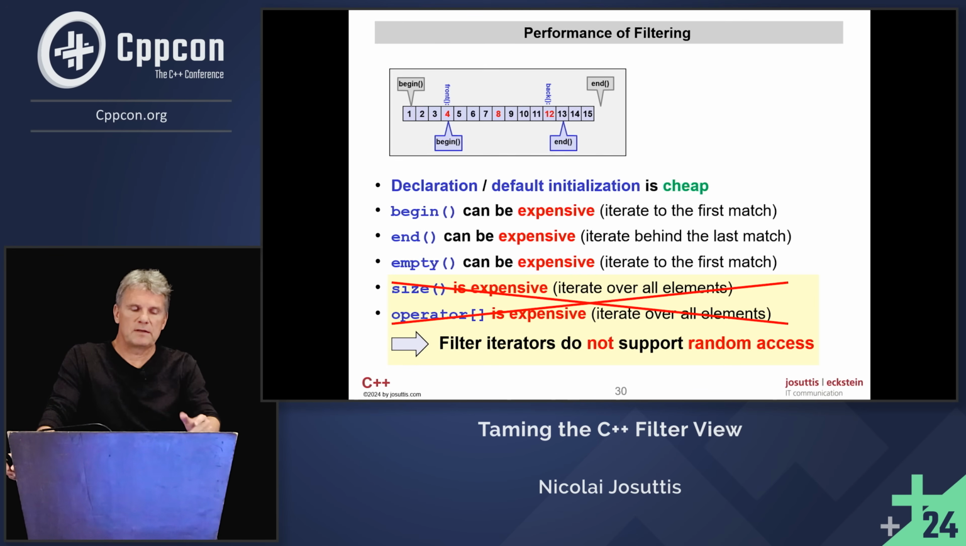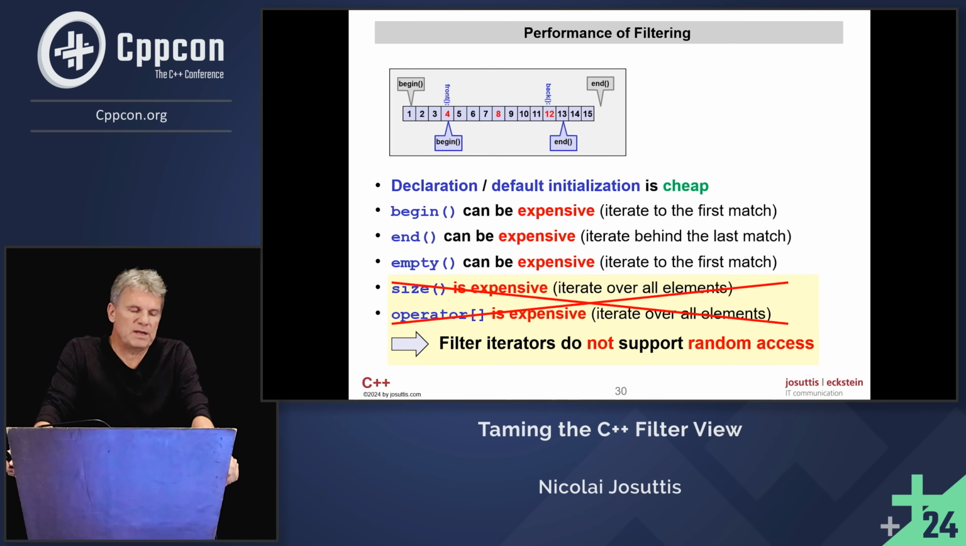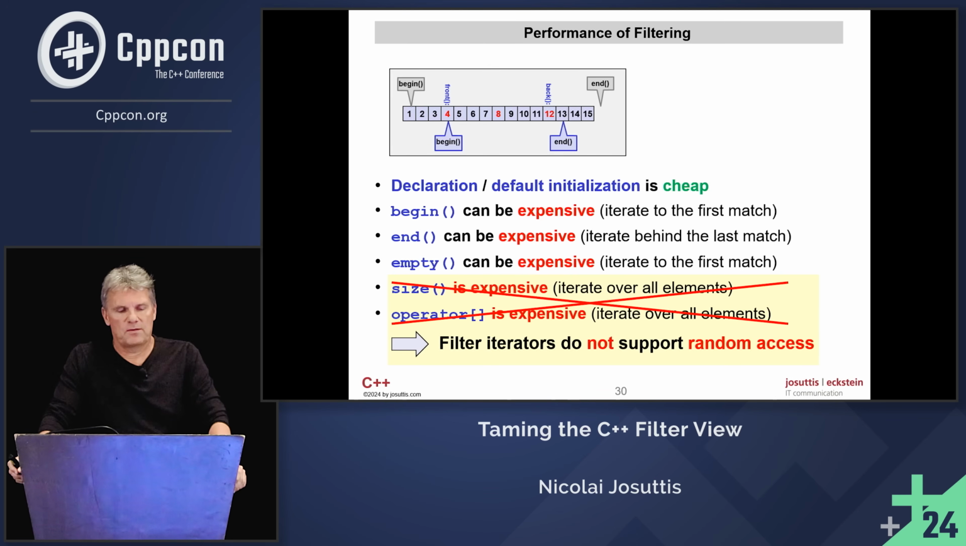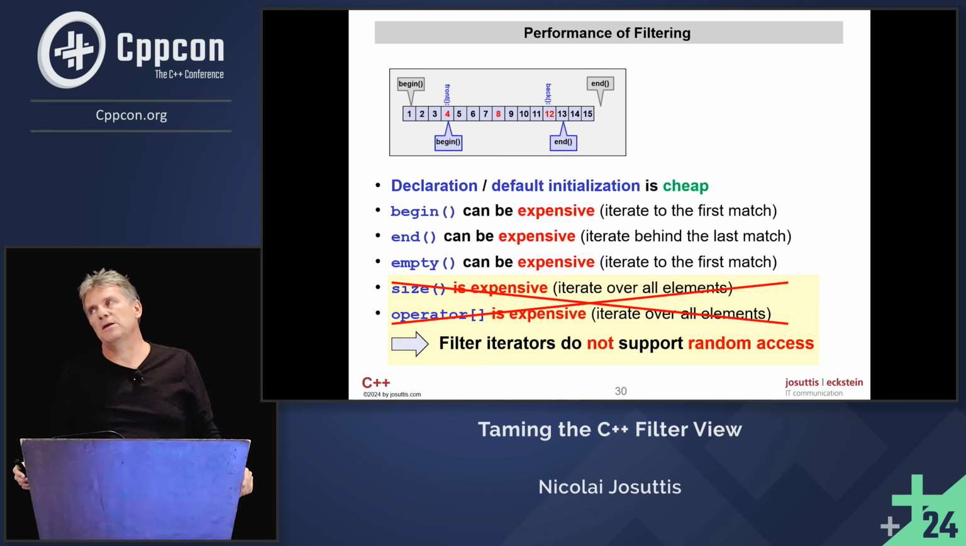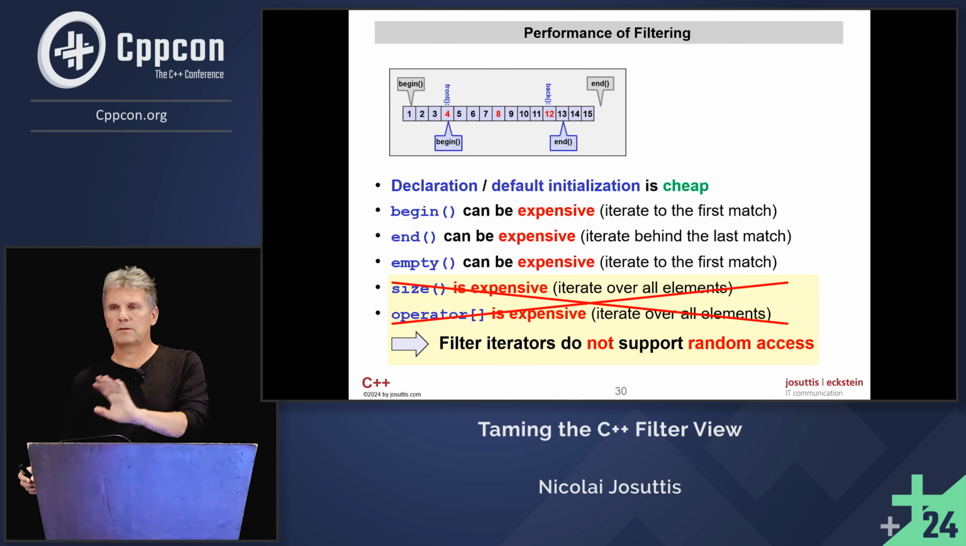And by the way, there's another consequence. The iterators that the filters use cannot compute where the 10th element is. They have to iterate to the 10th element, which means we don't like expensive jumps. So we say the iterators a filter provides are not random access iterators. You can only go forward and backward element by element.